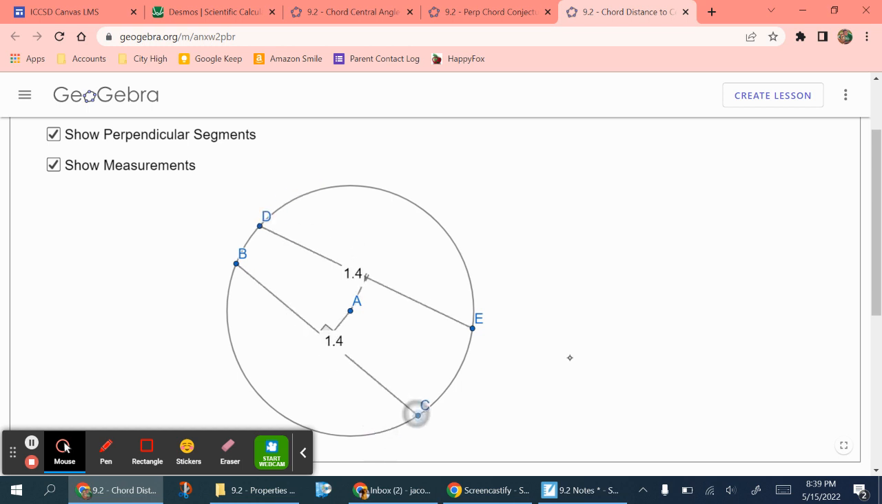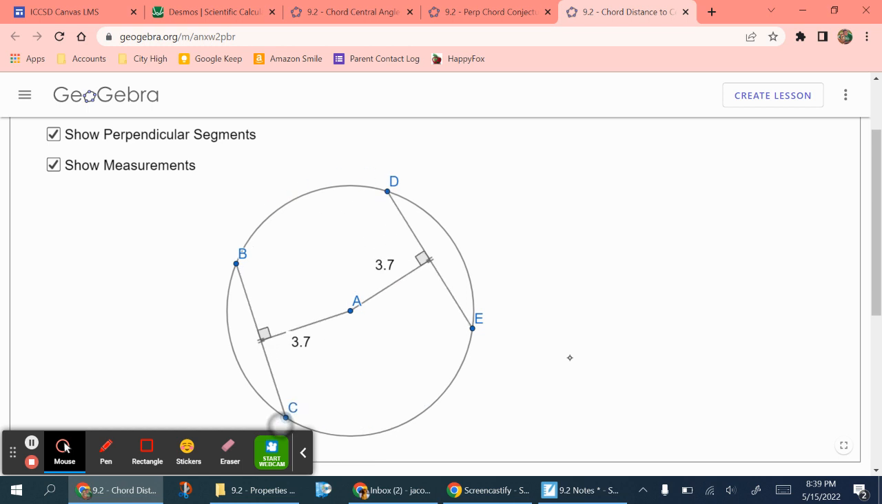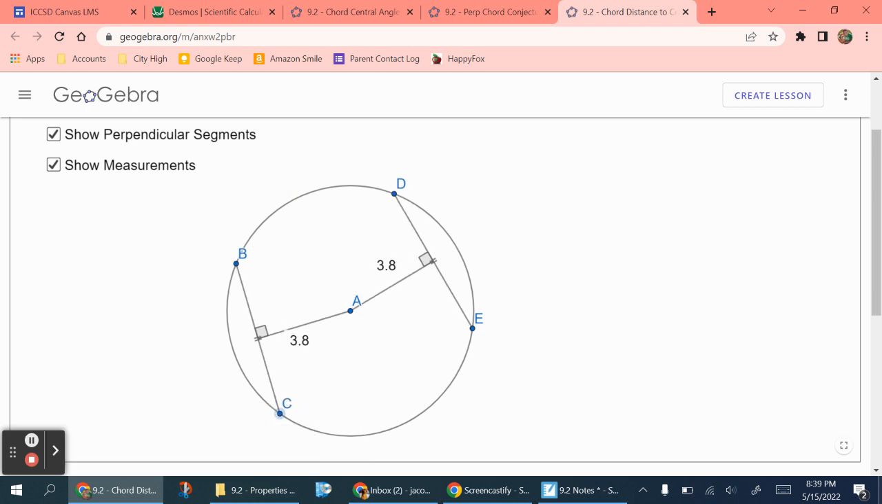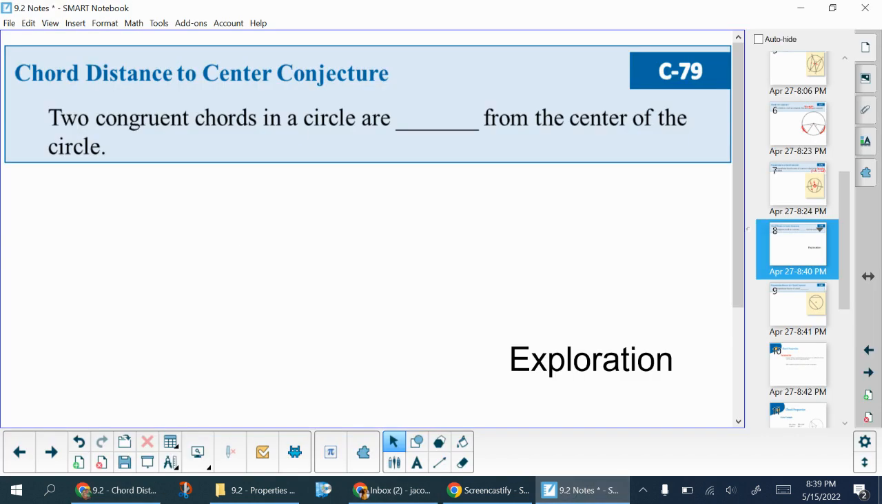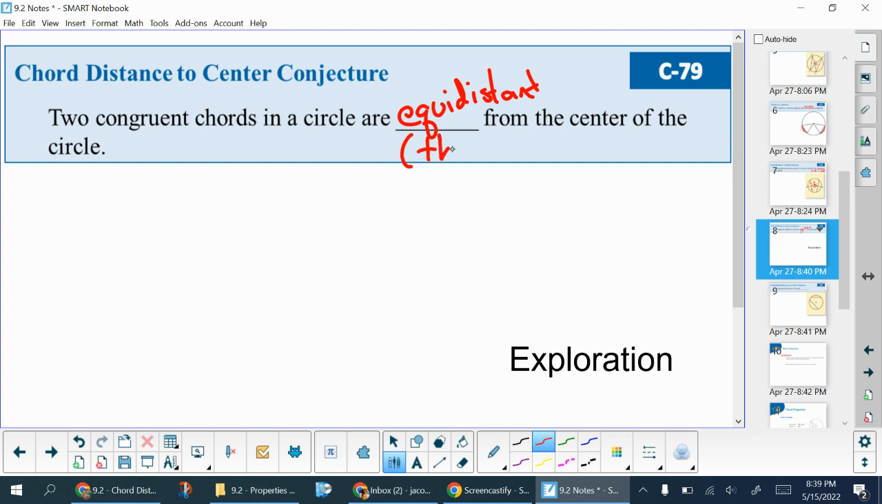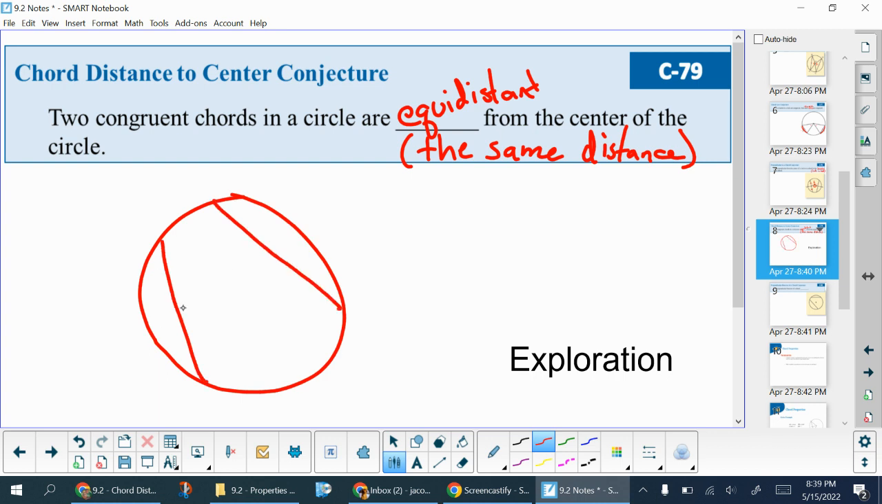And so as you get closer to the center of the circle, the chords get longer. As you get further away from the center, the chords get shorter. But as long as they're the same distance from the center, the chords are the same length. So two congruent chords in a circle are equidistant, is the word they're looking for here. So equidistant. Remember, that just means the same distance. So as long as you've got a circle with two chords that you know are congruent, if that one's congruent to that one, then that distance and that distance have to be the same.